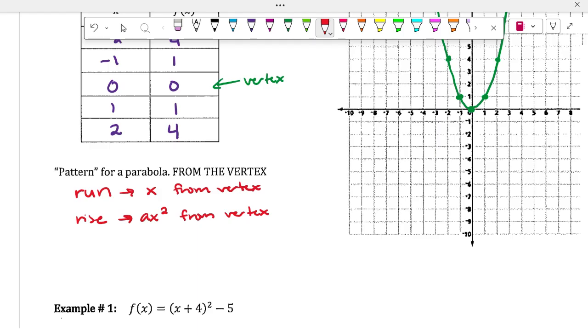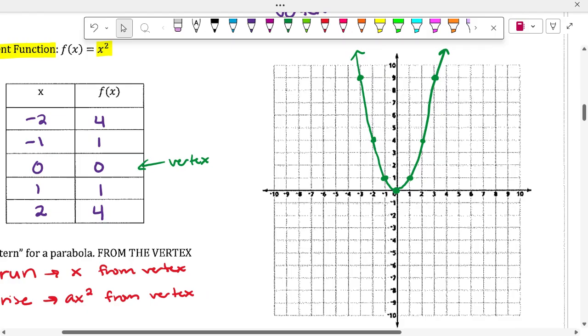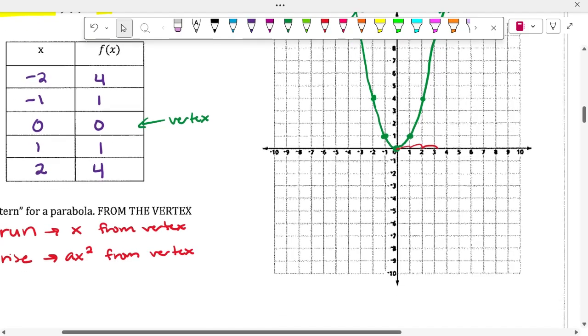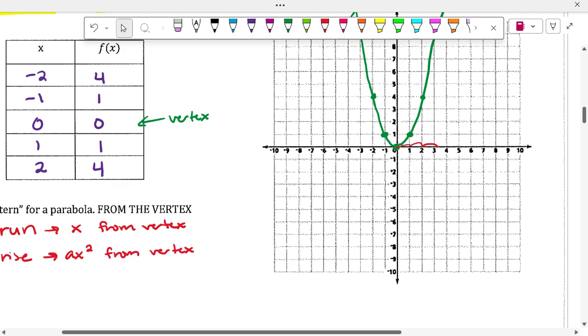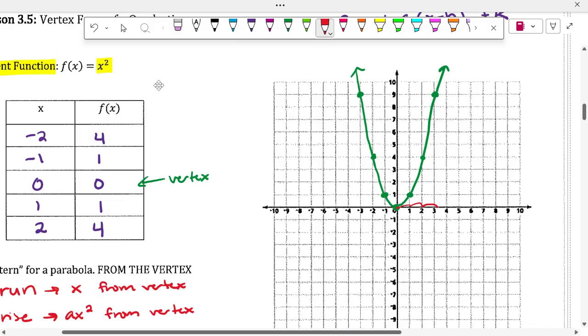So what that means is that if we go over x units from the vertex, so for example, let's say I went over the 3 units. So from the vertex, I went over 1, 2, 3 units. Now, my a value in this case is 1 because there's nothing in front of it. The coefficient for a is 1.